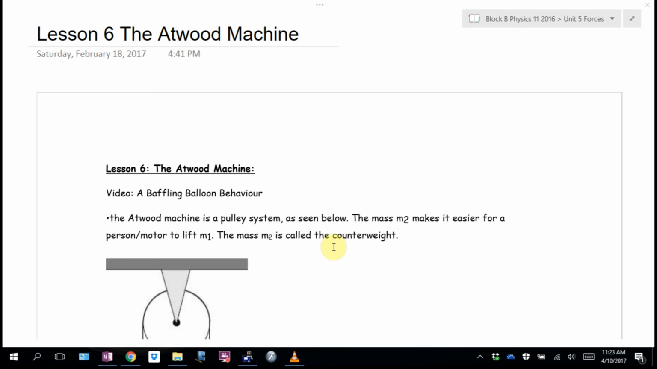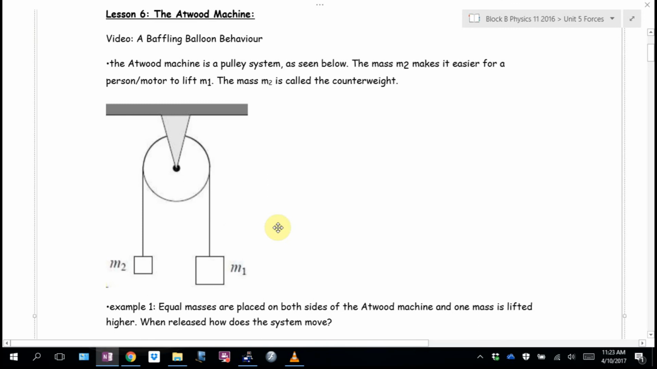This is basically how elevators are set up. Most elevators have one mass, that's the car, and then they have another mass that's a counterweight. In fact, typically the counterweight will be exactly the same mass as the empty car, so that all the motor is actually doing in an elevator is lifting the people. It's not having to bother lifting the empty car. Smart idea. Okay? So, the Atwood machine I wrote is a pulley system as seen below. Here's my lovely little picture. Mass 2 makes it easier for a person or a motor to lift mass 1. Mass 2 is called a counterweight.